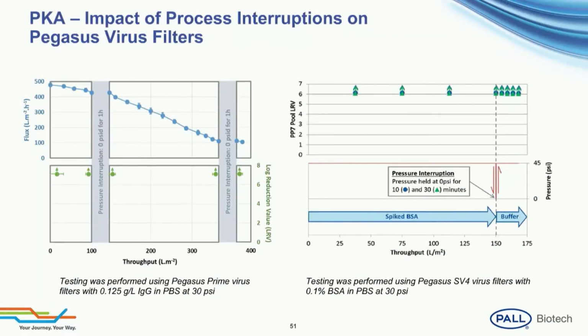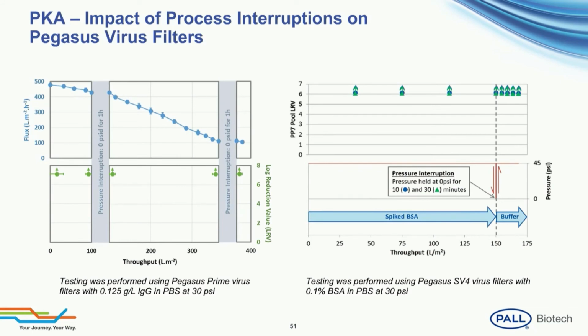So, impact of process interruption on Pegasus virus filters. We know that there has been increased interest in assessing the impact of stopping of virus filtration on virus retention. This is in part due to observation that after stopping a virus challenge, the log reduction value has sometimes been shown to be greatly reduced. This effect is largely believed to be due to Brownian motion effect on the filter when the pressure is eliminated, which allows the virus to move deeper into the pores of the filter. When the pressure is restarted, this allows the virus, which has moved deeper into the pores, to travel through the pathway and be recovered downstream of the filter.